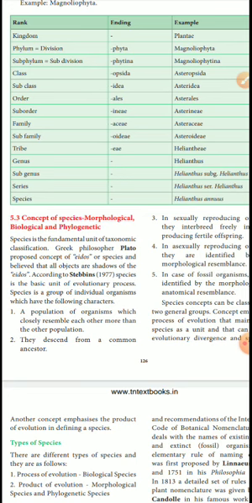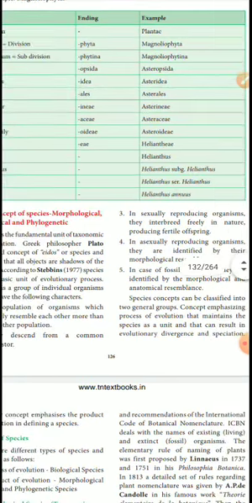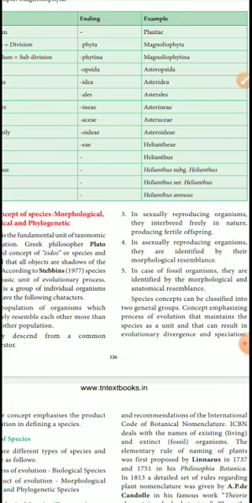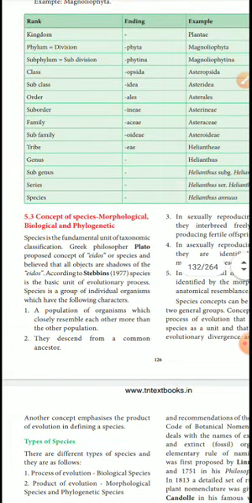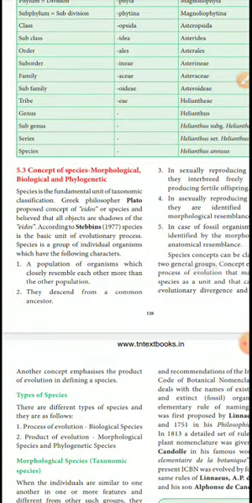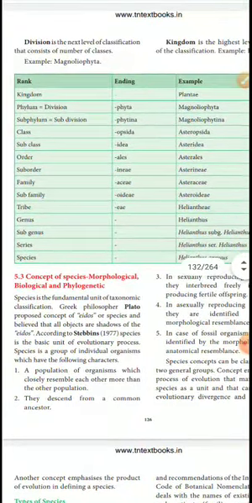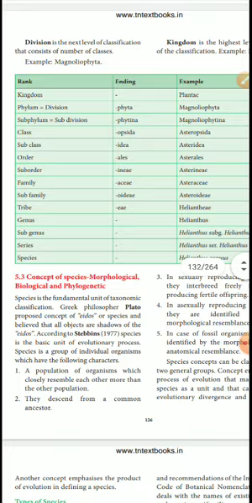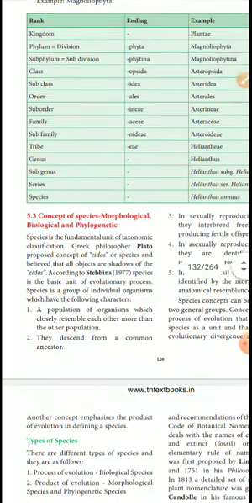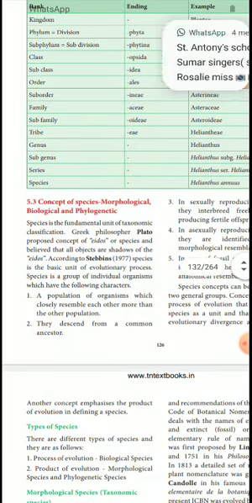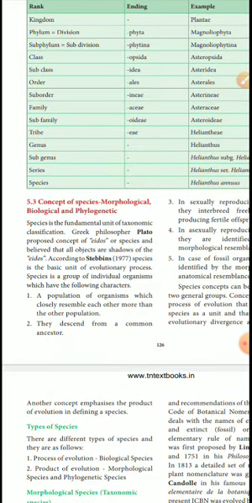Okay, up to subfamily. Tribe is Heliantheae, genus is Helianthus, subgenus is Helianthus, and lastly the species name is Helianthus annuus. This is the basic concept to follow for the ranks and how they end, for example in -ales, -aceae. You can study that and easily understand. Next, the concept of species: morphological, biological and phylogenetic.